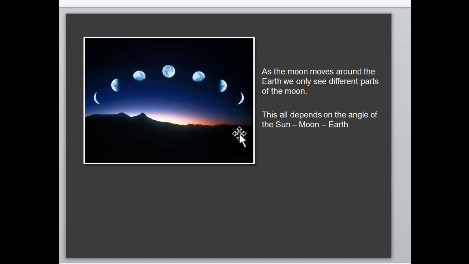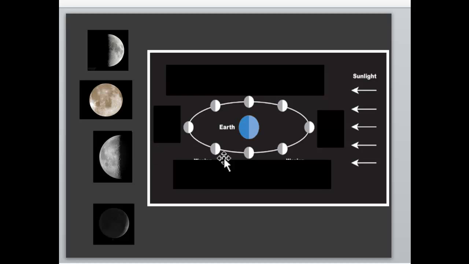or at least when you look up in the sky you see the moon in different shapes and different sizes, and it all depends on the angle that we see the moon. The position of the sun, the position of the earth, but more importantly the position of the moon and where we are looking at the moon from. So if we look at the next slide, we see a diagram.